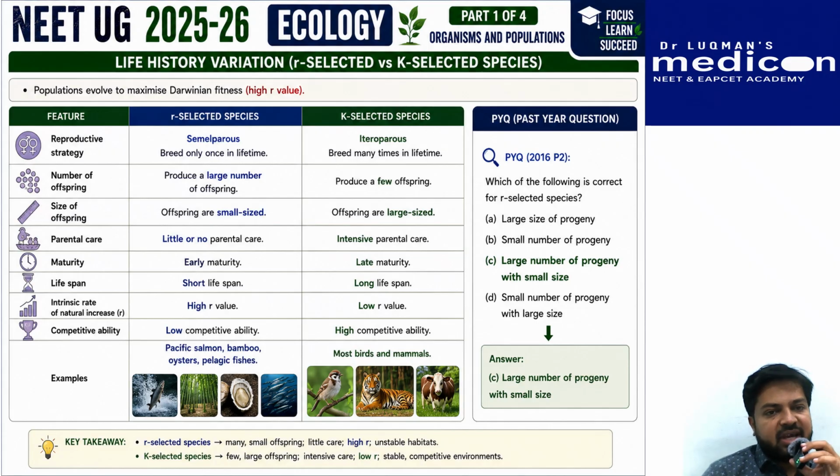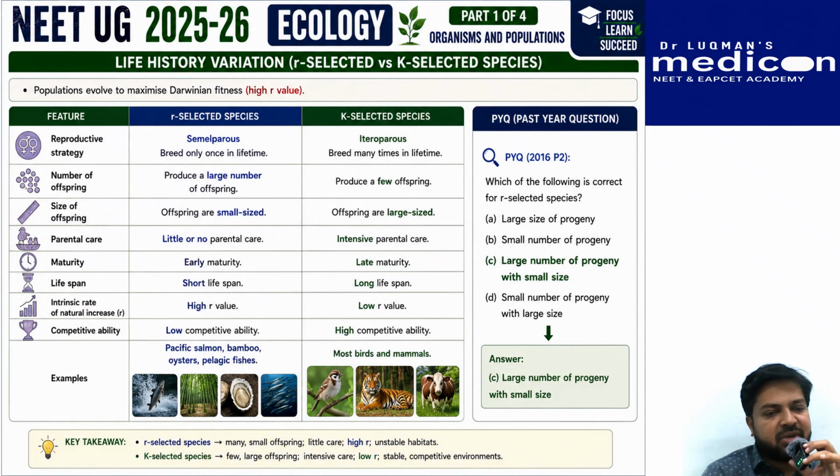Population life history variation: R selected versus K selected species. It means populations evolved to maximum Darwinian fitness, high r value. It means according to Darwin, according to the Origin of Species, that species population will evolve to its highest level, that is called r value. Depending upon the habitat and the organism, there are some species which we categorize as R selected species, and some which we categorize as K selected species.